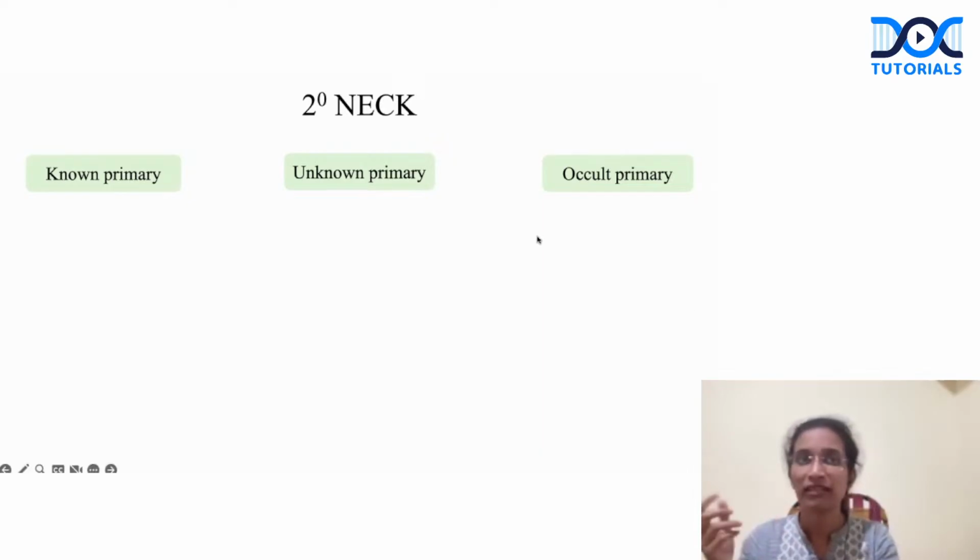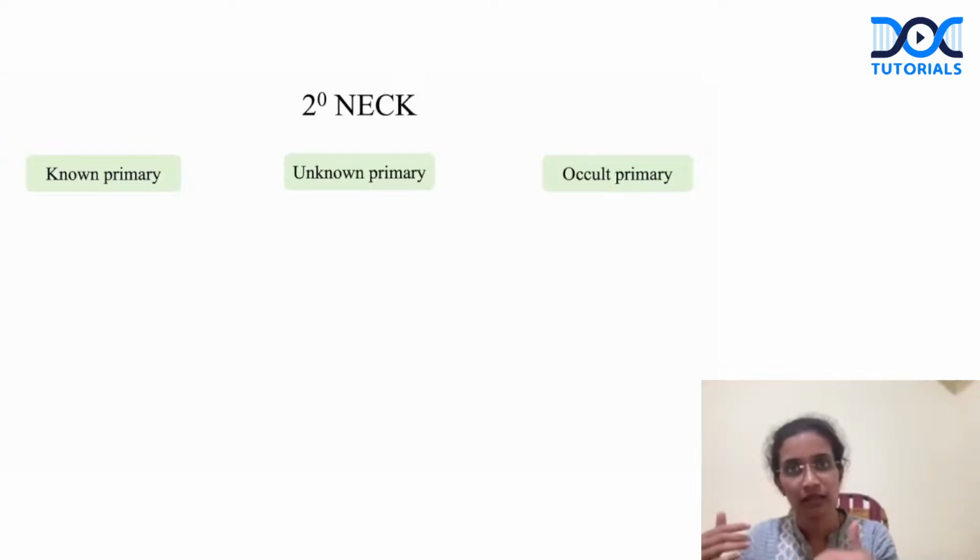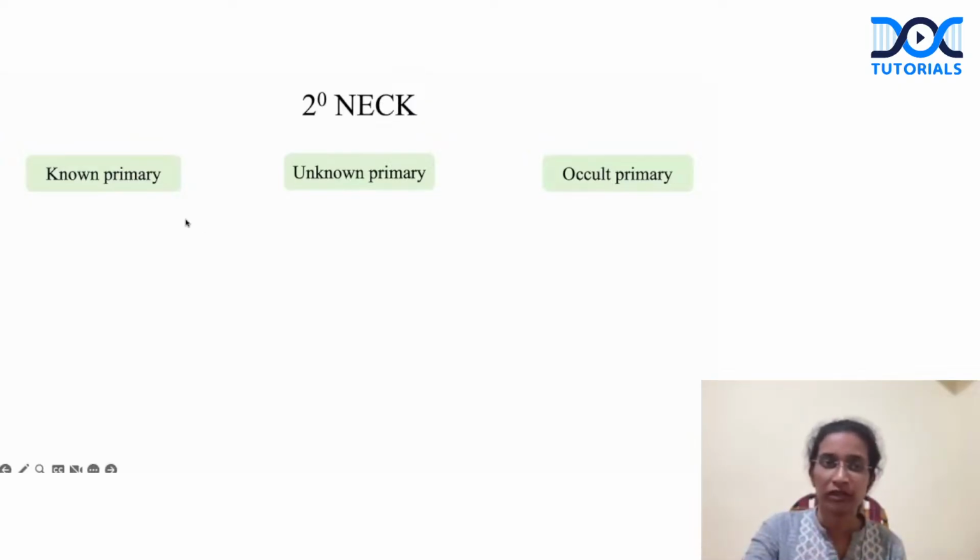What is an occult primary? It is when, even after investigations like CT, MRI, endoscopy, even after performing all of this, you're not able to find the primary pathology. Only that condition will you label as occult primary. But the usage of this term is decreasing because of the superseding investigations that have been invented. PET-CT will definitely pick up the lesion with the highest metabolic activity. But just for your knowledge, I'm describing the terms: known primary, unknown primary, and occult primary.